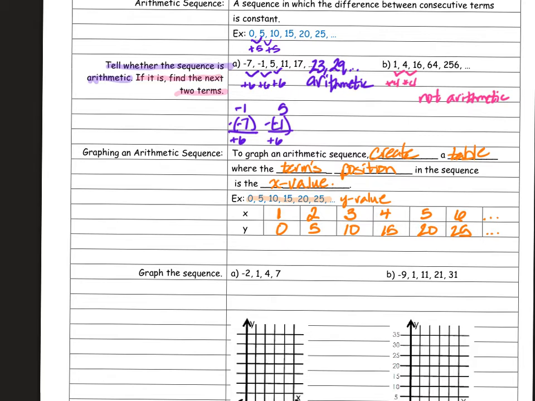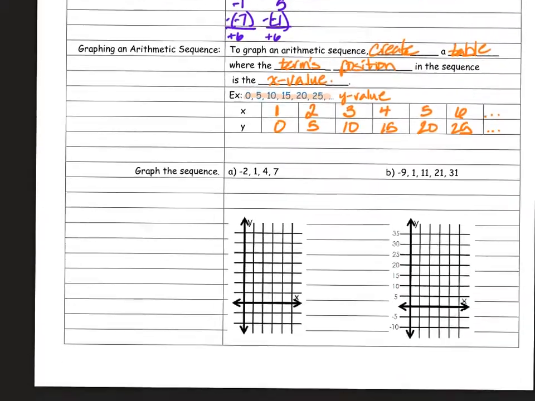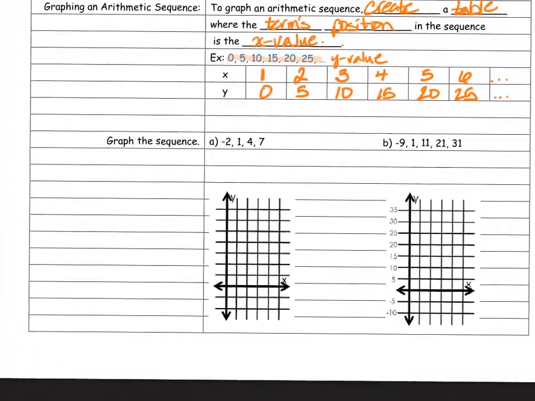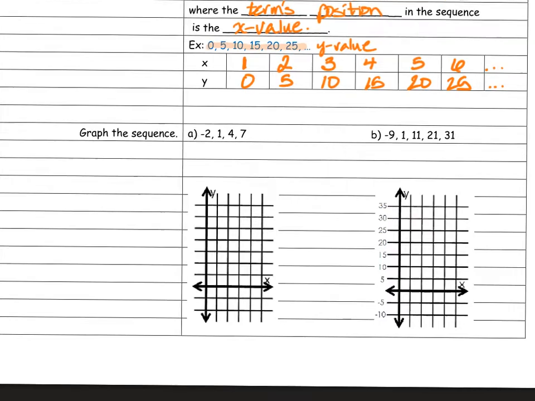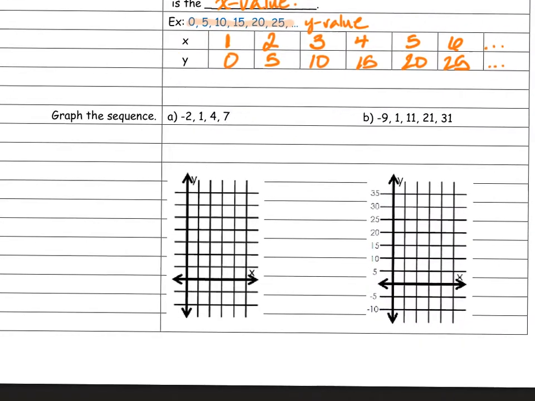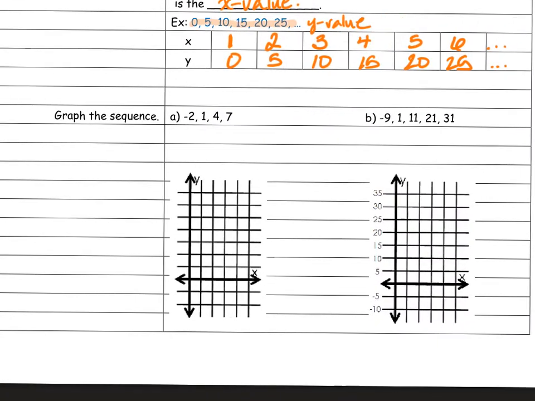Okay, now we're going to actually try it and see what a graph of an arithmetic sequence looks like. So let's slide this up a little bit. It just says graph the sequence, so I'm going to make this a little bigger so it's a little easier to see here. There we go. It says make a table, so in order to graph it, I'm going to make a table. So I've got my x and my y values.